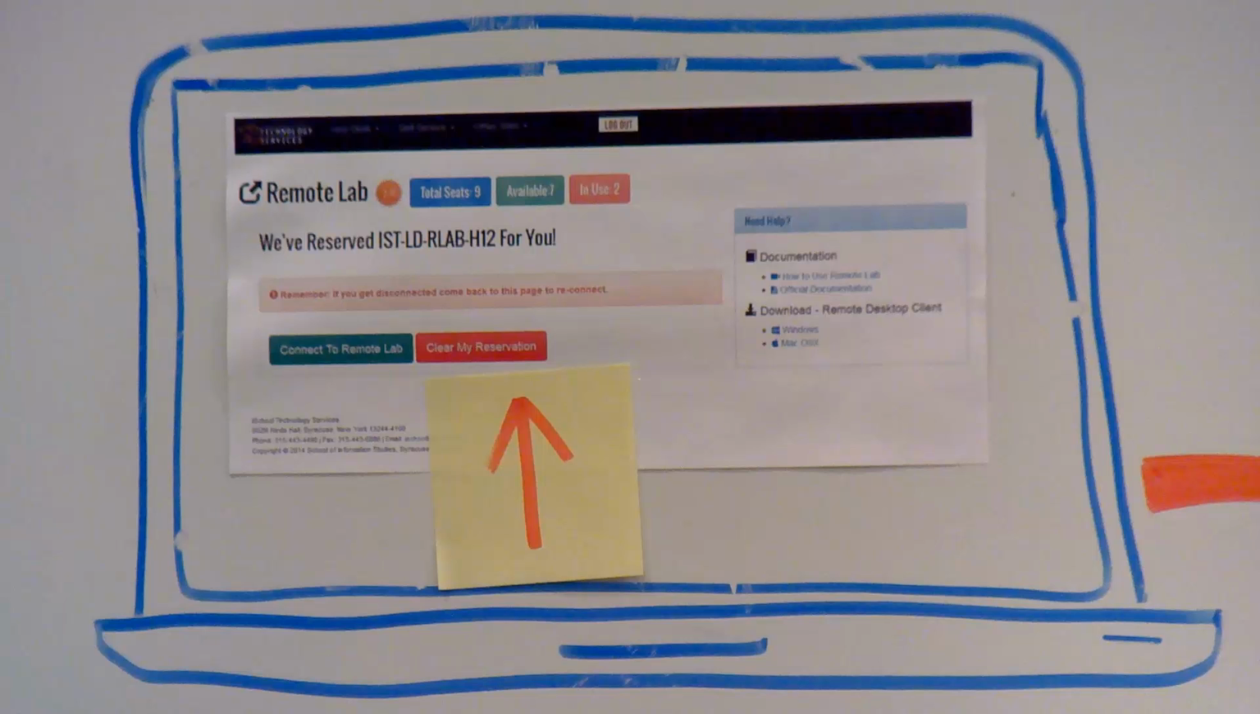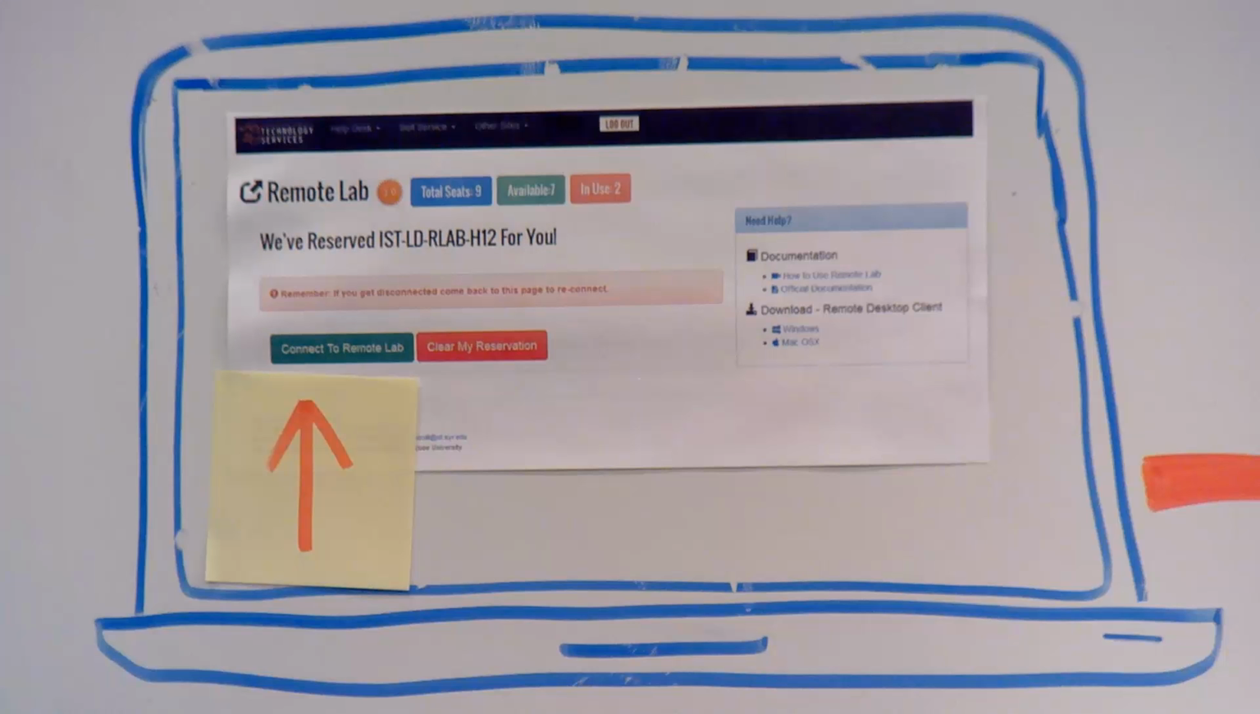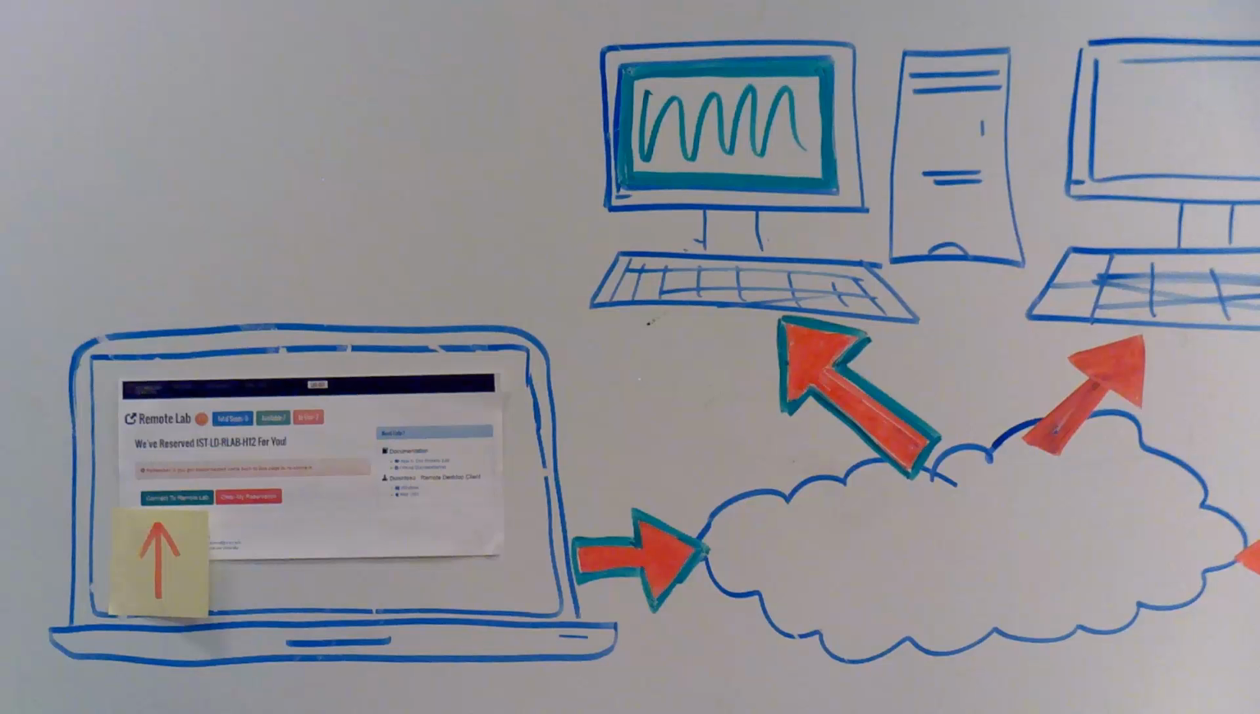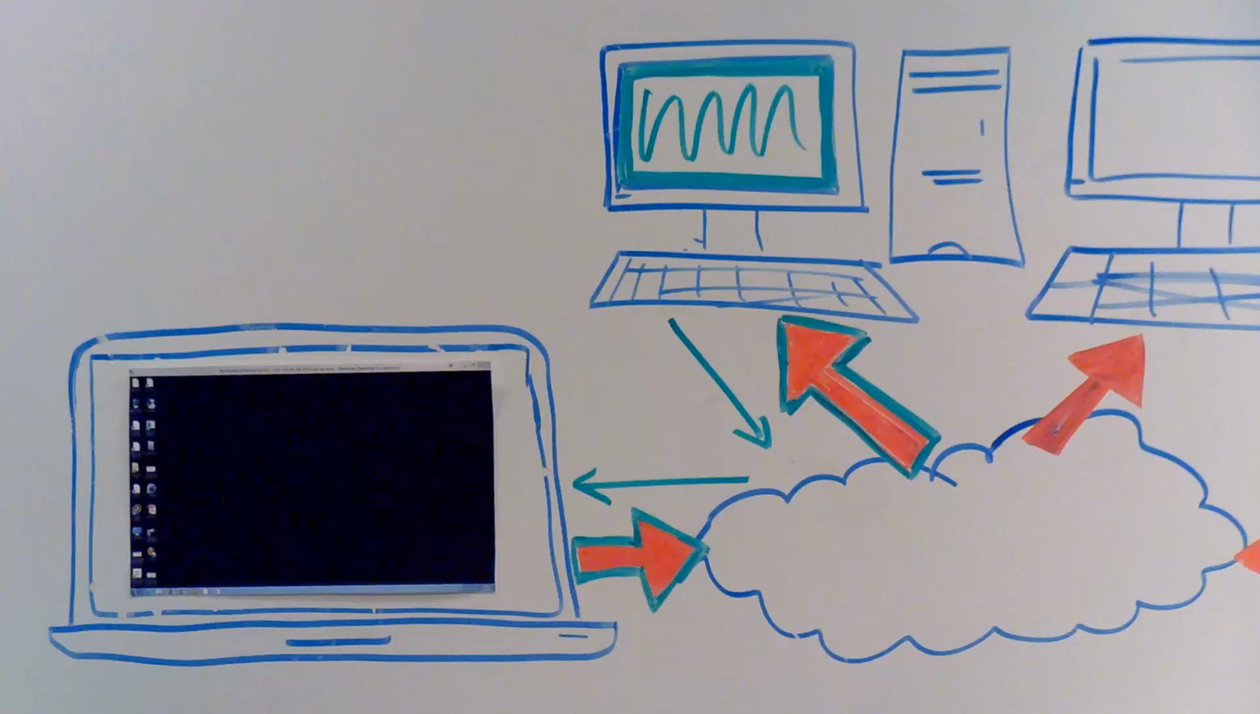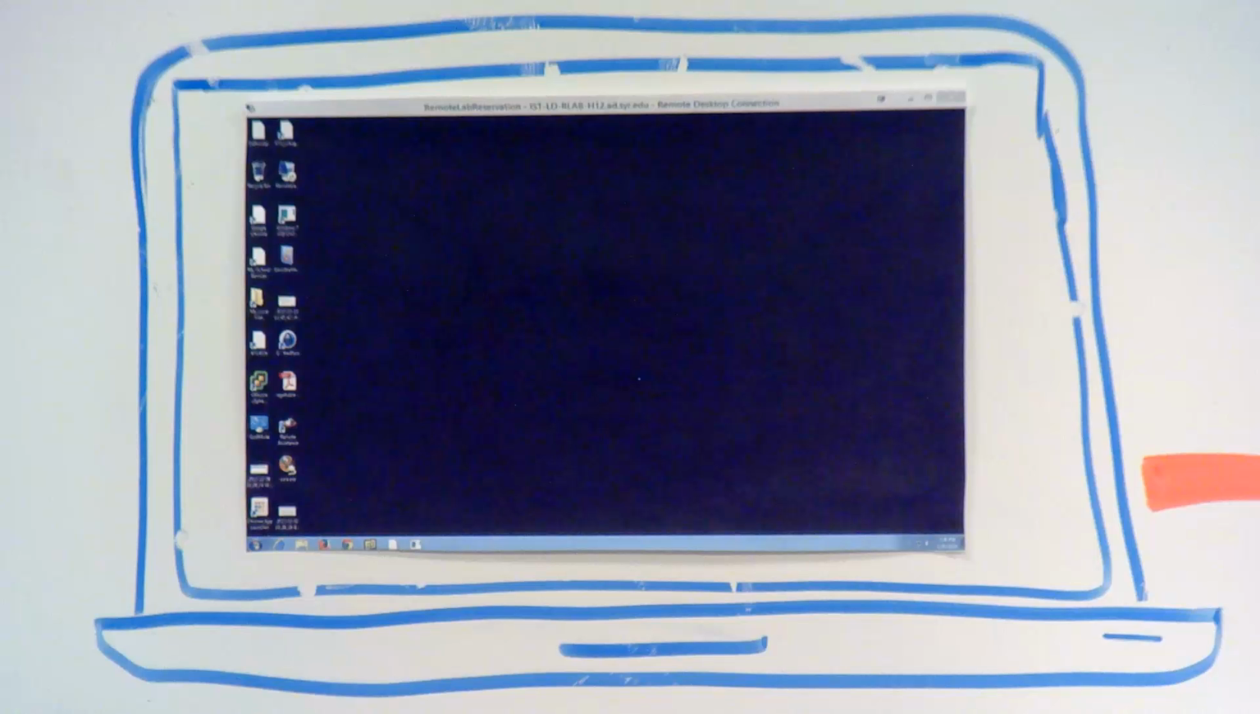Let's see what happens when you click the Connect button. When you click Connect, it takes the reservation and sends the remote desktop client back down to your computer and shows you the Remote Lab screen. At this point, you are now logged into one of our computers, and you can do all the work that you would normally do just like you were sitting in the lab.